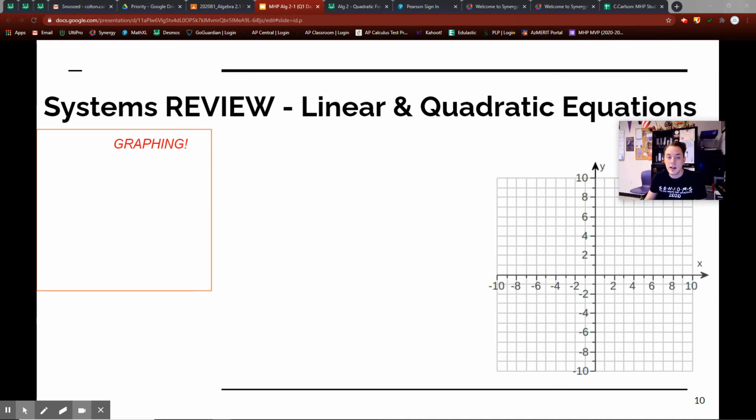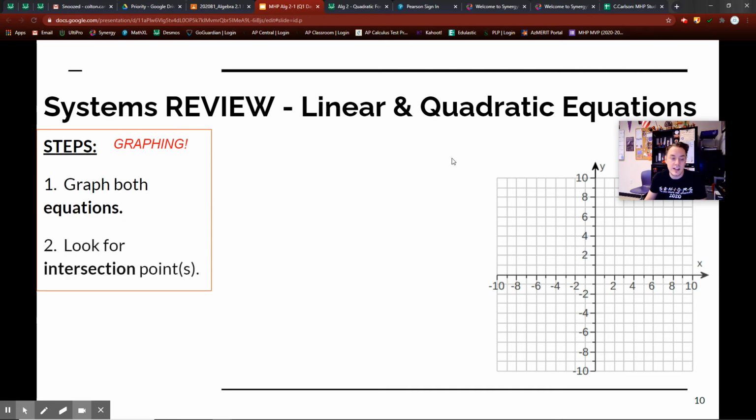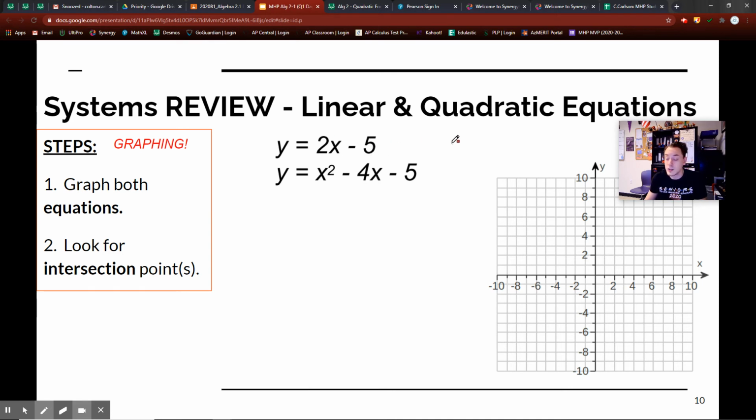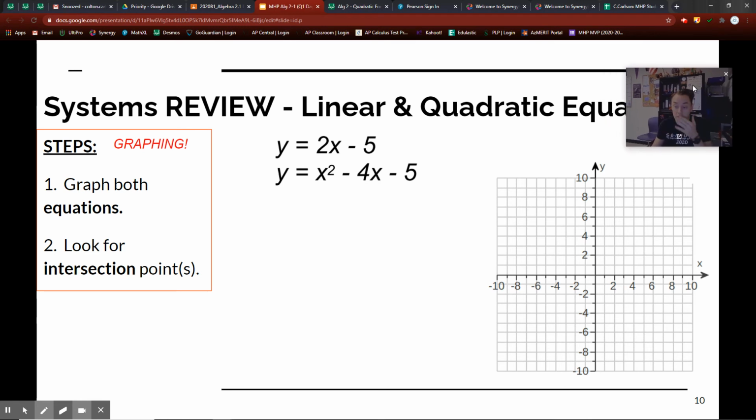So this is systems review, just linear and quadratic equations. Basically, I graph both functions and I just look for intersection points. This is something that we've already done. So let's graph it. This is a linear equation, so that's really easy, right? I'm just going to solve that right away.